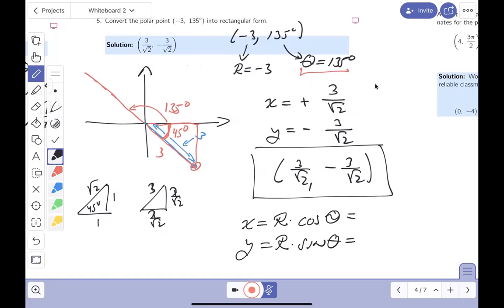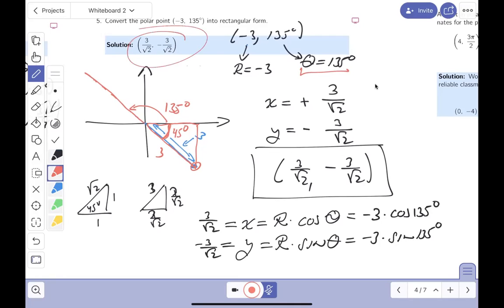Let's write this down. What's r? It's minus 3 times cosine 135 degrees. What's r? Minus 3 times sine 135 degrees. I hope you realize that this is a pretty easy computation. Cosine of 135 degrees is going to be minus 1 over root 2. Minus 3 times minus 1 is 3, so it's 3 over root 2. And what's the second one going to be? It's minus 3 times 1 over root 2, which is minus 3 over root 2. Are we getting the same answer? Of course we are. The answers are listed for you up here.